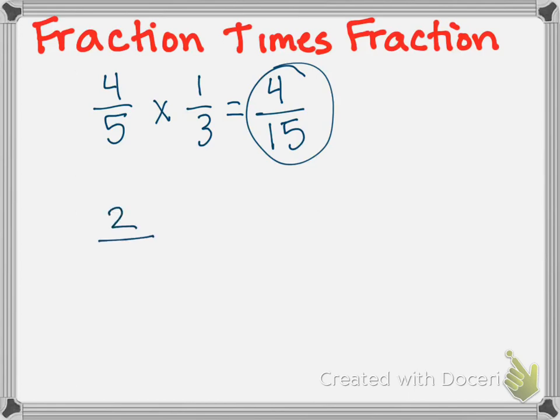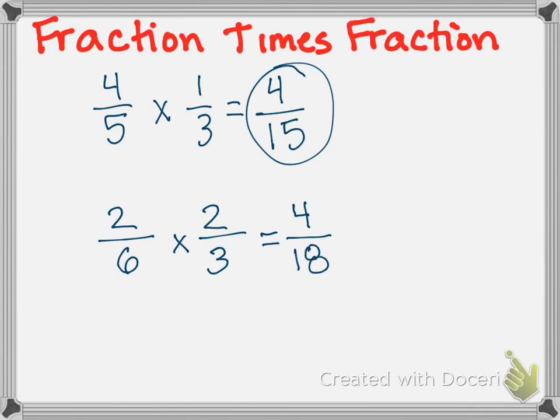2/6 times 2/3. So we multiply our numerators. 2 times 2 is 4. We multiply our denominators. 3 times 6 is 18.